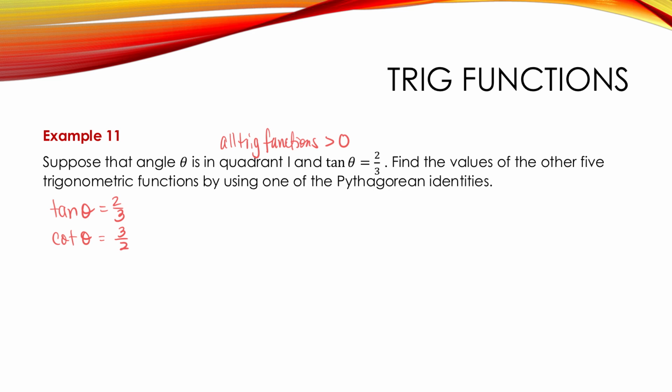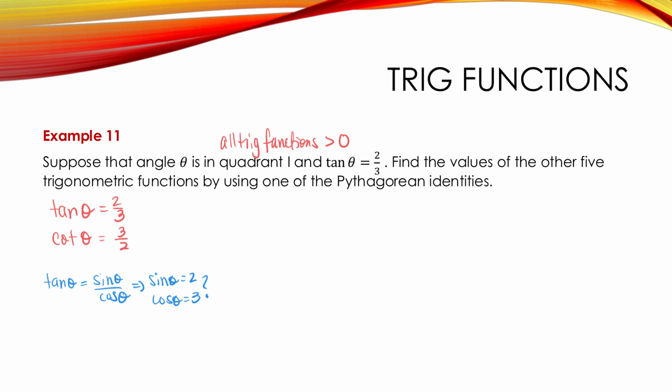But what we don't know is what sine is, what cosine is. And in this case, we do know something interesting about tangent. We do know that tangent is equal to sine over cosine. So does that mean that sine theta is 2 and cosine theta equals 3? Do we know? The answer is actually not that simple.